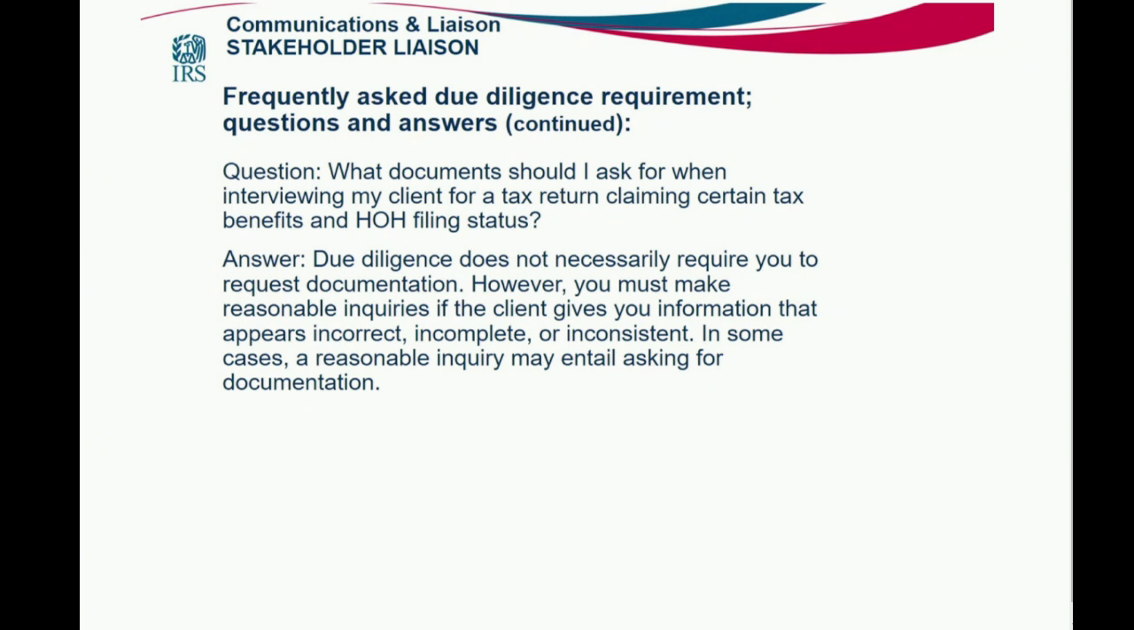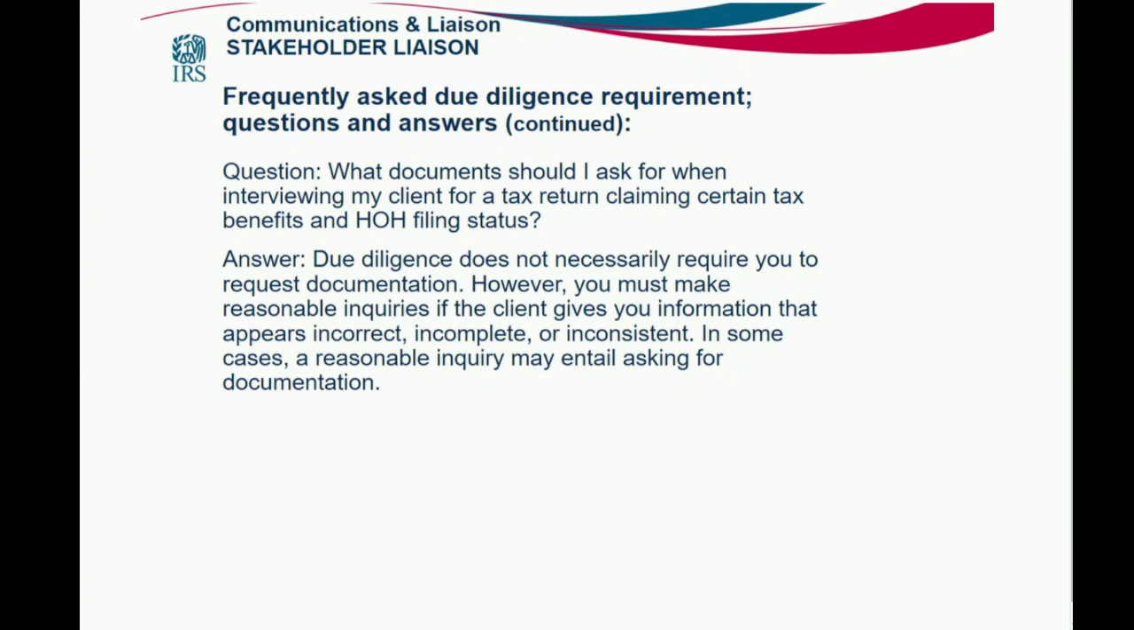Don't forget, if your client did bring documents to support their eligibility to claim the credits or the HOH filing status, and you relied on that information, you must keep a copy to comply with the record retention requirement. Some examples of supporting documents may include school records, W-2s, 1099s, or 1098-T.